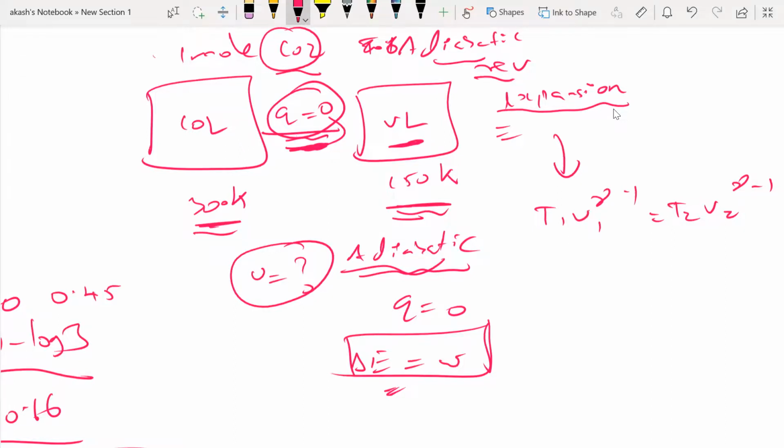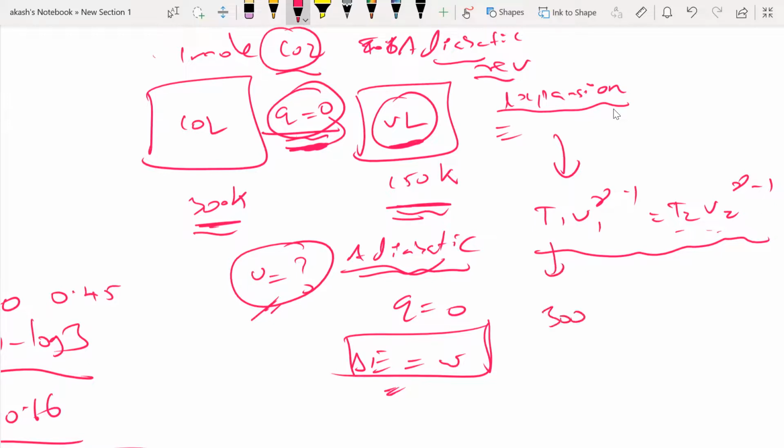Okay, so you have to find the final volume. That's what is asked. They wanted to find the V. That is the final volume. What is the volume it is getting expanded to? Whenever we have adiabatic processes, we have this kind of equation: T1 V1 power gamma minus 1 equal to T2 V2 power gamma minus 1, right? So we can substitute the values now.